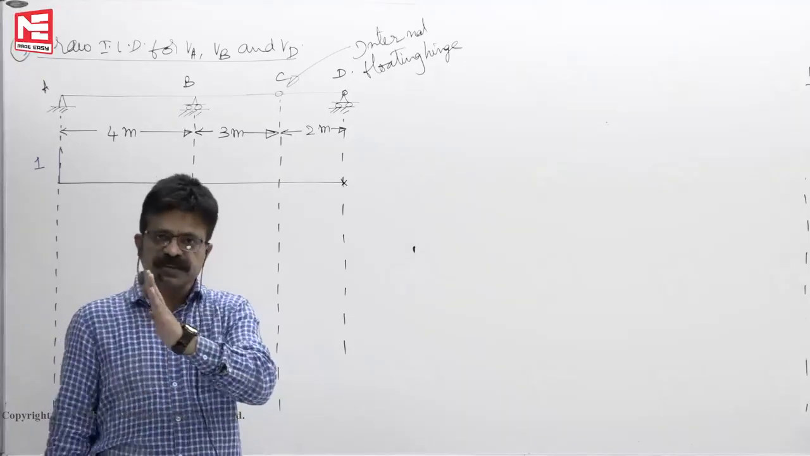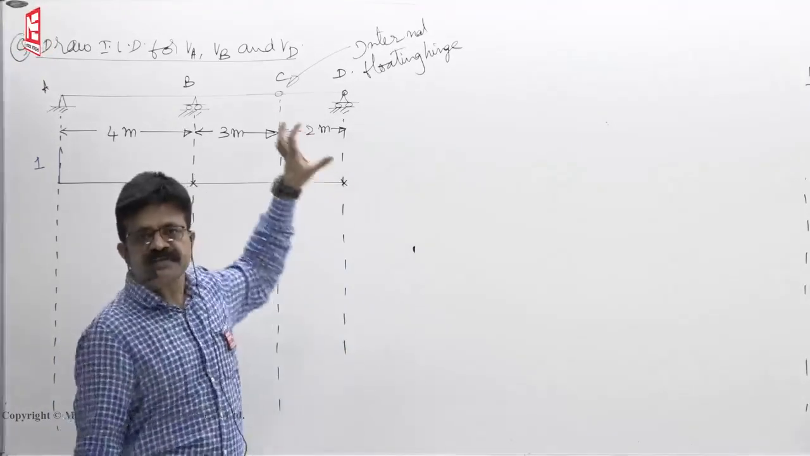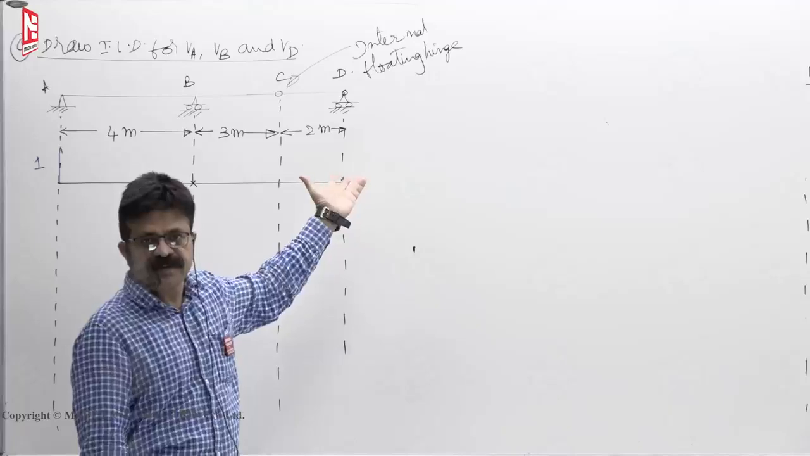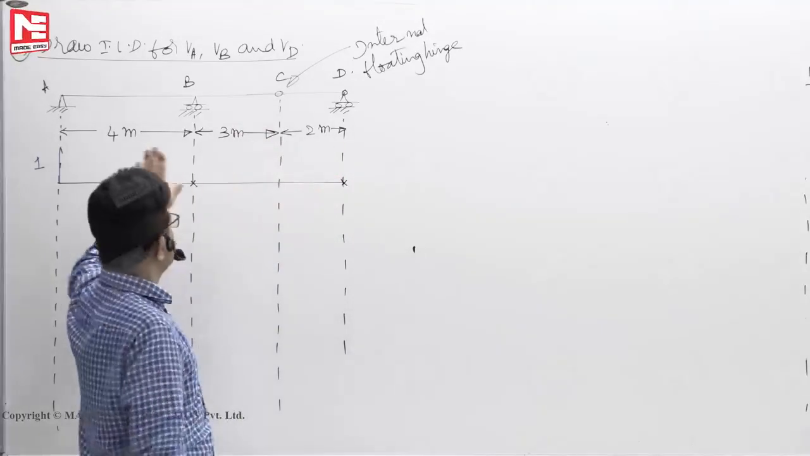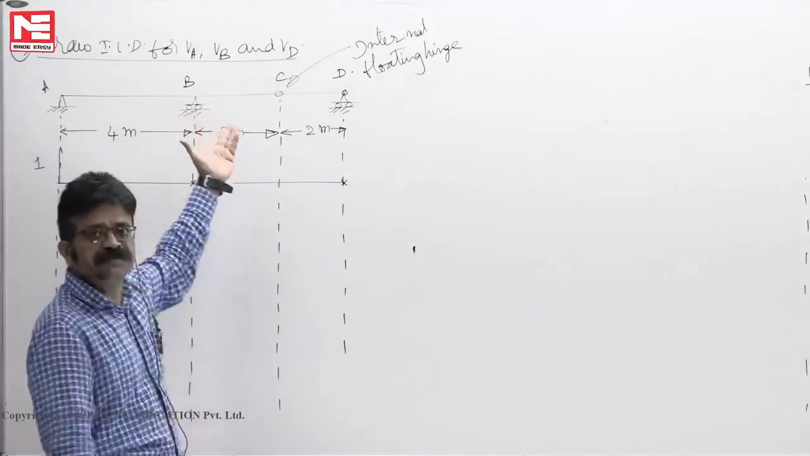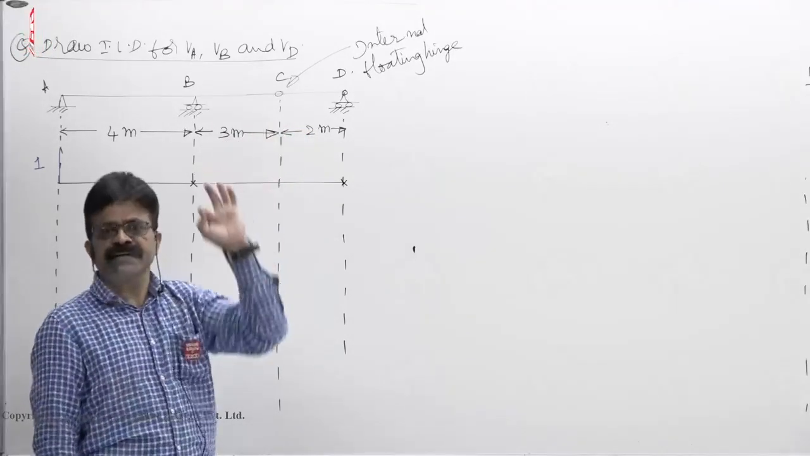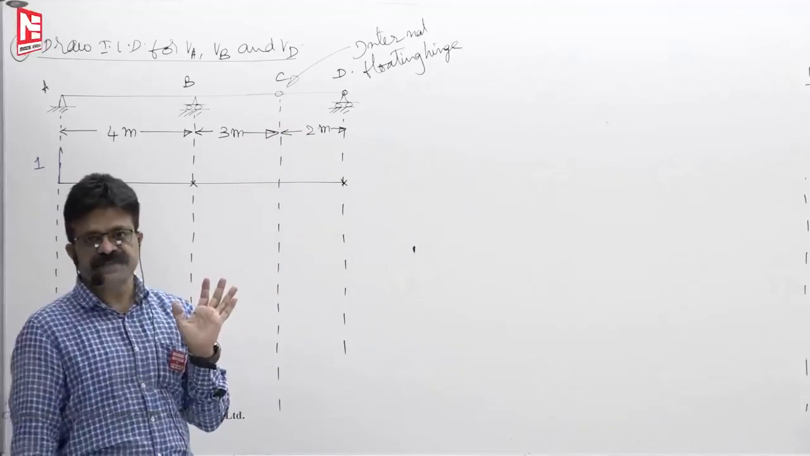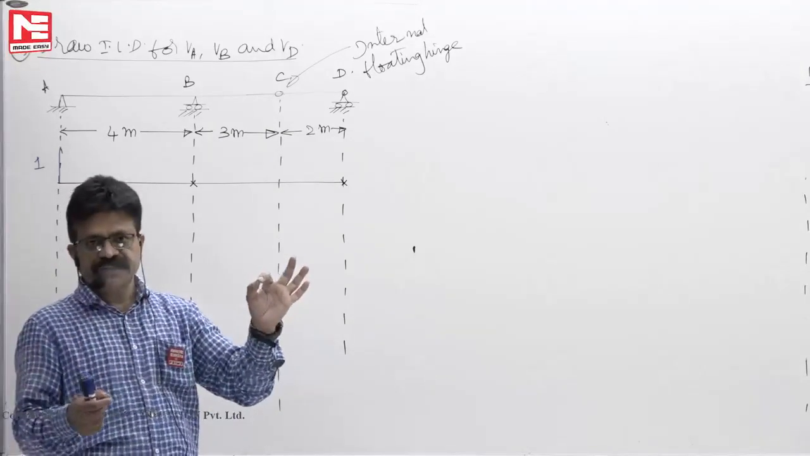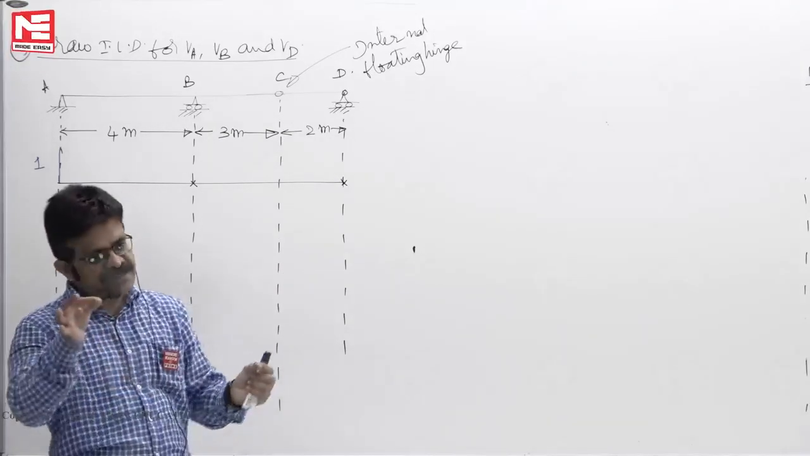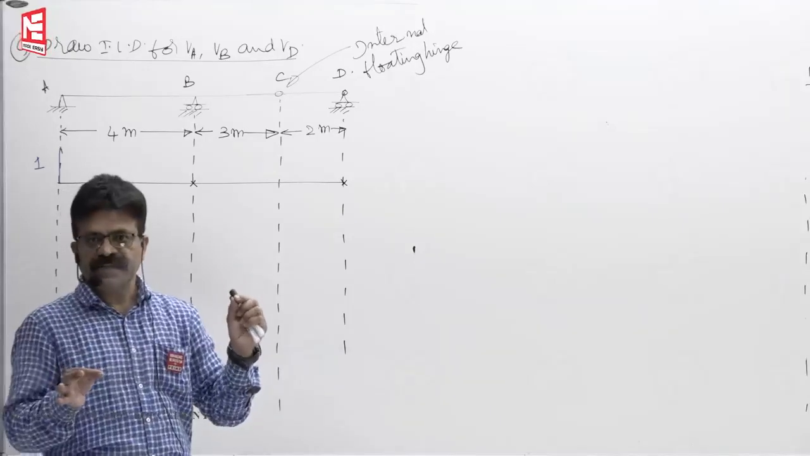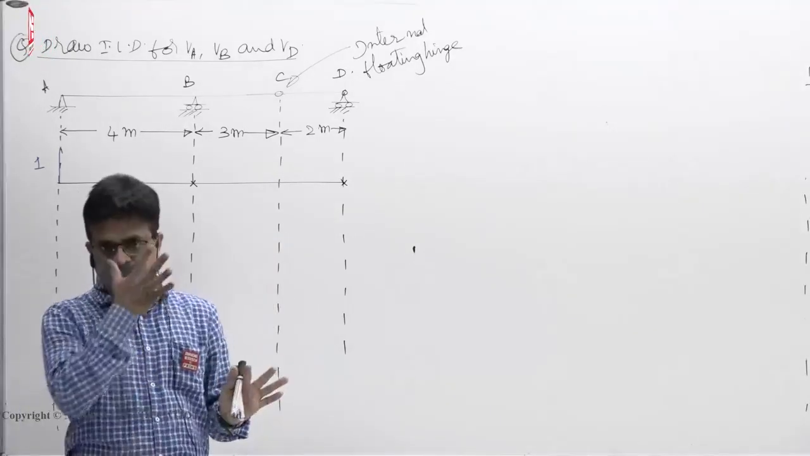If any one support reaction you remove, then the structure becomes unstable. That means the structure becomes a mechanism. Remove the support, it now becomes a mechanism. In a mechanism, if you apply unit displacement, it undergoes rigid body translation or rigid body rotation. That means without any deformations, they rotate as a rigid body or they will translate as a rigid body.